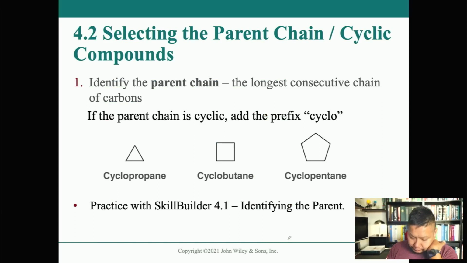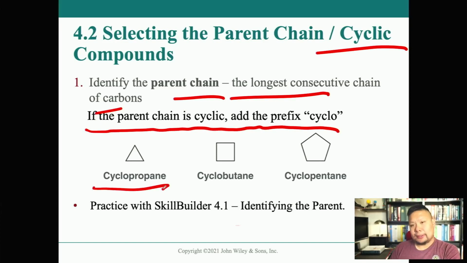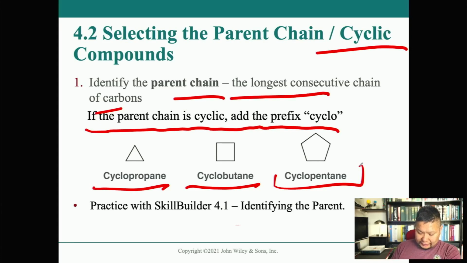So we also have cyclic compounds, right? Like I was talking about before, that benzene ring is basically a cyclohexane, which is a cyclic hexane that has double bonds in it, right? Conjugated. So identify the parent chain, the longest consecutive carbons. If the parent is a cyclic, then add the cyclo in front of it. For example, we have cyclopropane here, which is 3 carbons in a triangle shape. We have cyclobutane, right? 4 carbons connected to each other in a cycle. And then cyclopentane, which is 5 carbons in a cycle.